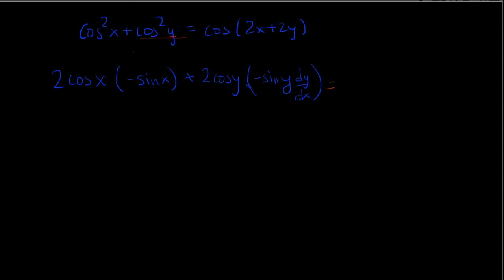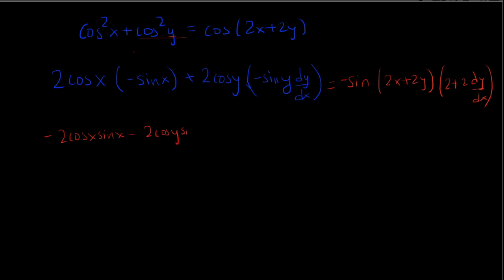That's going to equal the derivative of cosine, which is the outside function. Inside is the same, and then we're going to multiply by the derivative of the inside. So now I'm going to have negative 2 cosine x sine x minus 2 cosine y sine y dy over dx. For this one, I'm going to pull out a 2 in front. So that's going to be negative 2 sine of 2x plus 2y, and then multiply by 1 plus dy over dx.